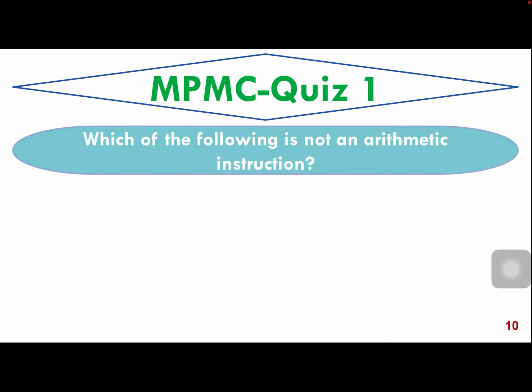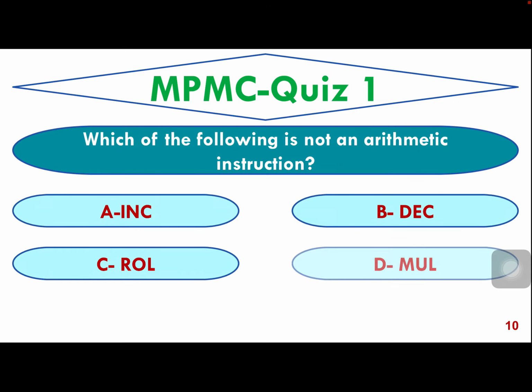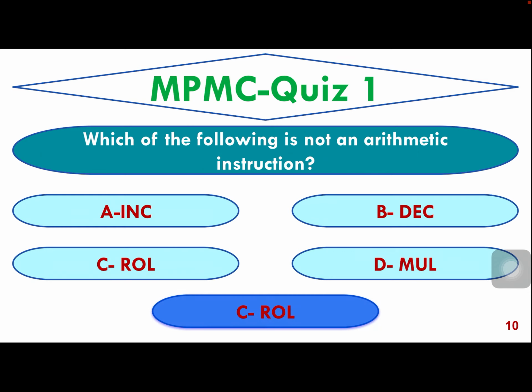Top. Which of the following is not an arithmetic instruction? A. Increment INC, B. Decrement DEC, C. Rotate left ROL, D. MUL. The correct option is ROL. ROL is the logical operation. It is not an arithmetic instruction.